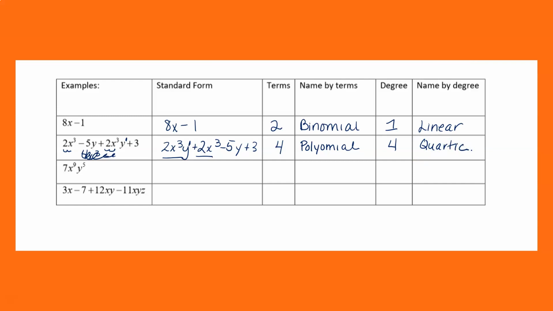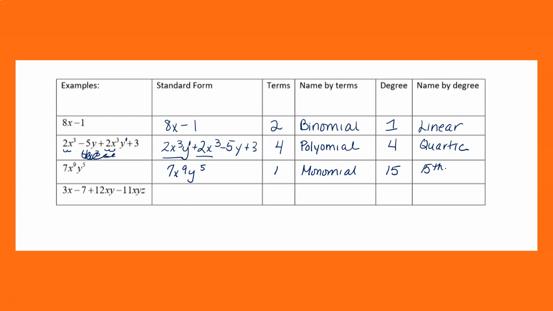So next is 7 x to the 9th y to the 6. The number of terms is 1, so that makes it a monomial. And when you add 9 and 6 together, it's the 15th degree. So that'll be 15. All right.